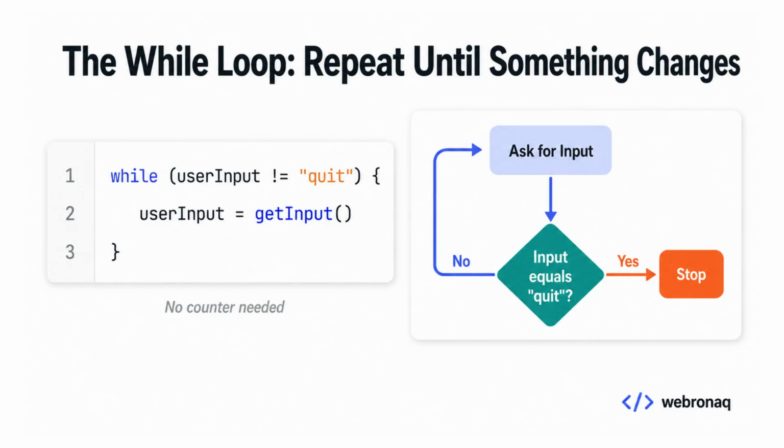The key is that something inside the loop must eventually make the condition false. In our example, the user typing quit changes the input, which ends the loop. Speaking of that, what happens if nothing ever changes the condition? Let's look at that now.